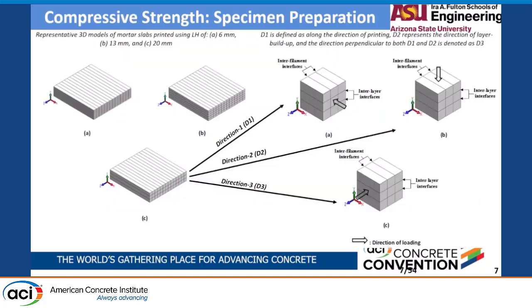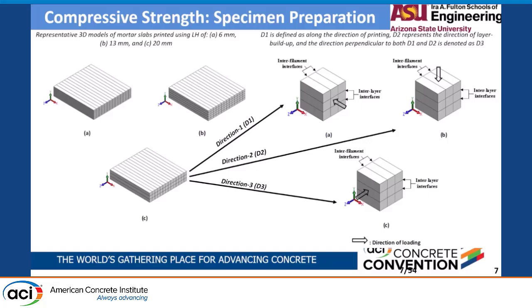For the compressive strength specimens, we printed slabs with 3 different layer heights, as I already told, 6, 13, and 20 mm. The layer width was kept constant at 20 mm, which is the nozzle diameter, and we extracted 60 mm cubes from each of the slabs, which made sure that we had multiple interfaces, both interlayer and interfilament, in all the tested samples. So if you see the figure on the right, it's from one of the 20 mm printed slabs, and it shows the 3 different directions that we tested for the compression strength.